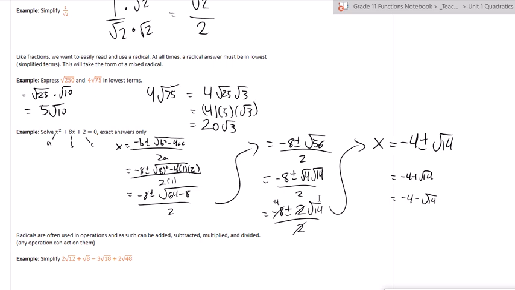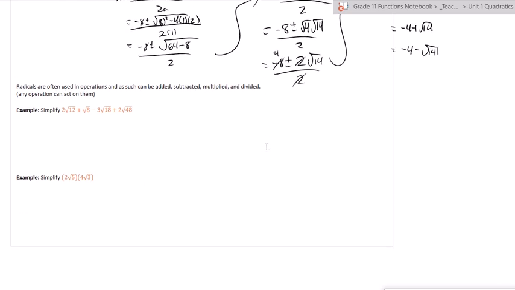Now, radicals are often used in operations, and as such can be added, subtracted, multiplied, and divided. Basically, any operation can act on them, but the base operations are there. So let's actually go ahead and simplify what some of these equations might look like. When you encounter these, you need to work with the idea that different radicals are different. And that's where our algebraic skills come into play here.